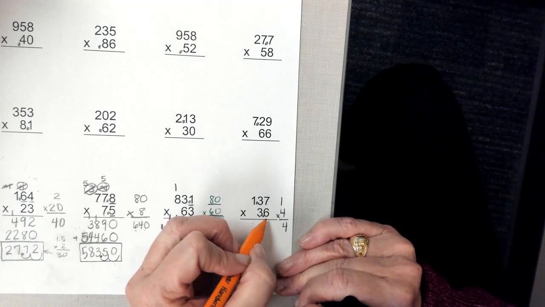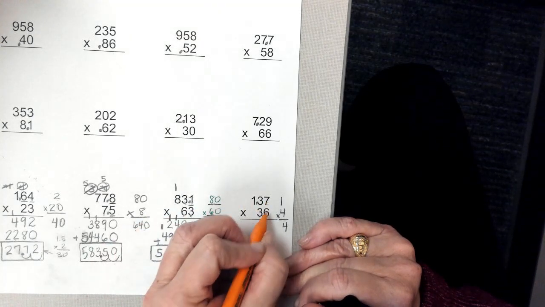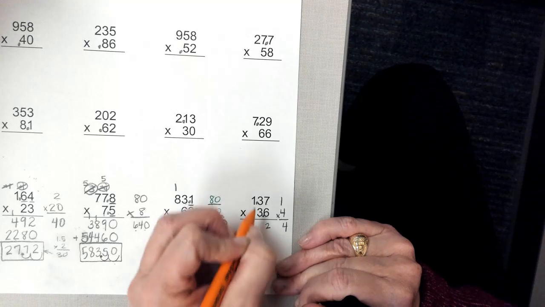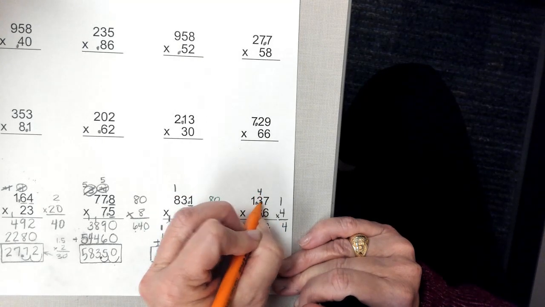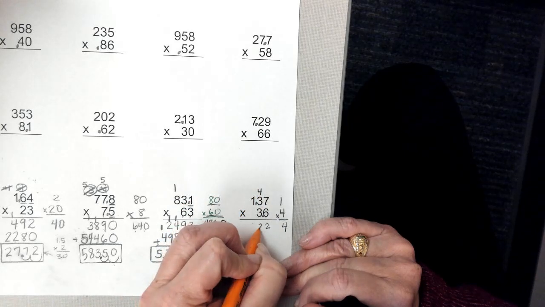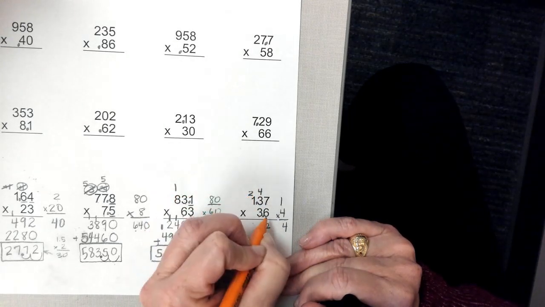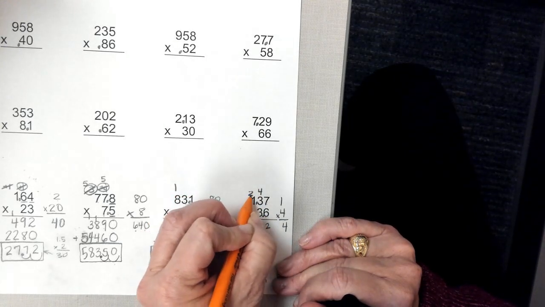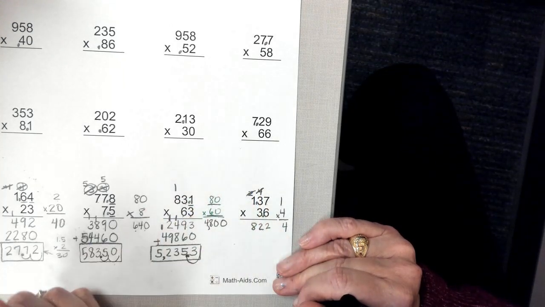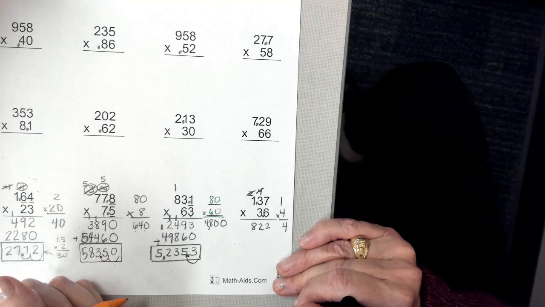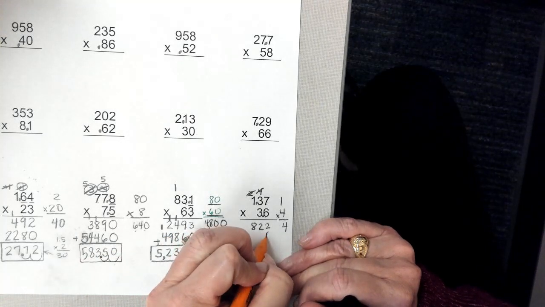Now we're going to multiply 6 times 7. 6 times 7 is going to give me 42. 6 times 3 is 18. Plus 4 more gives me 22. And 6 times 1 is 6. Plus 2 more is 8. Cross those numbers out on top so you don't reuse them. Put down your 0 placeholder.